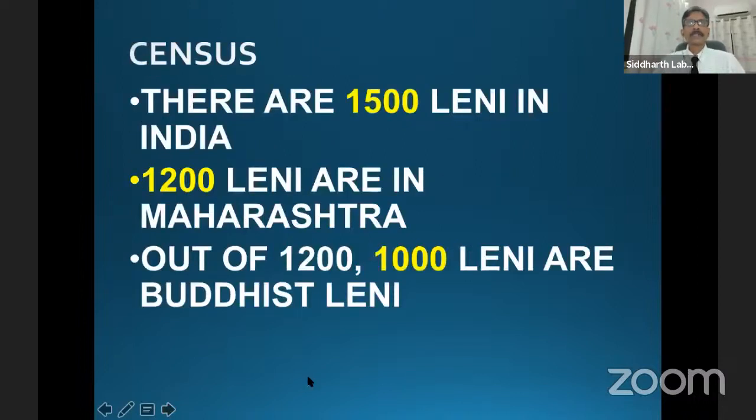So the Archaeological Survey of India talks about the census. According to that, there are 1,500 Leni in India. Those are rock cut architectures, 1,500. And out of that, 1,200 Lenis are in Maharashtra. Why in Maharashtra, we'll see later. And out of 1,200, 1,000 Leni are Buddhist Lenis, right?